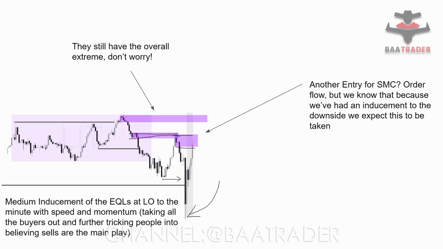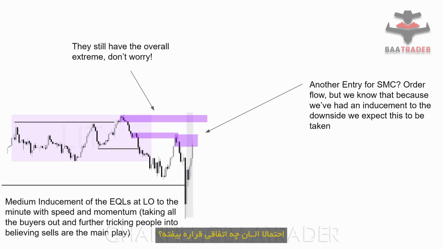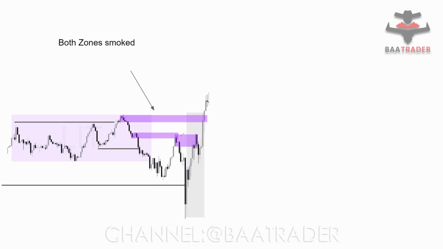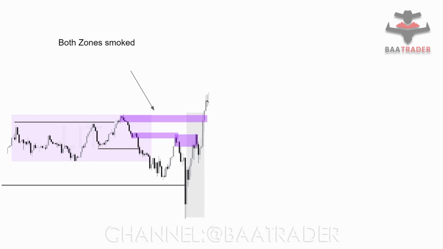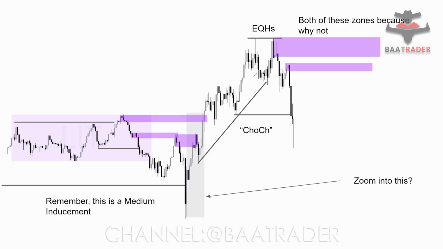So what's likely going to happen now? Well, both zones get taken. Ideally, this would have given another reaction here to the downside, but that's absolutely fine. Both zones get completely smoked. We expect that. Next, we're building liquidity again. 1, 2, 3. Building the equal highs so that people are selling.